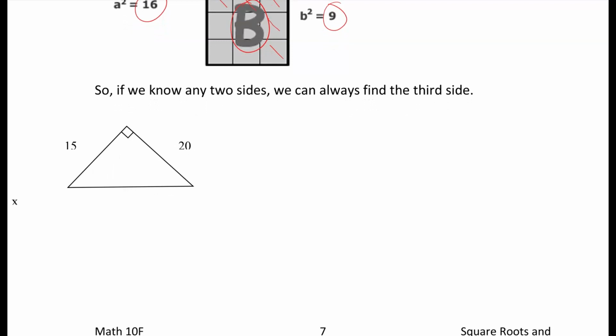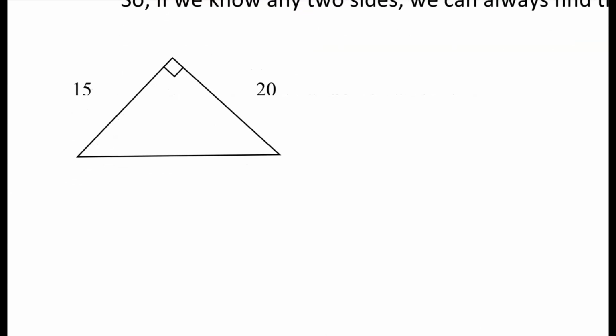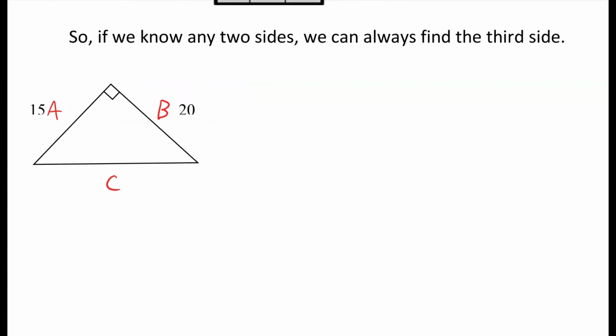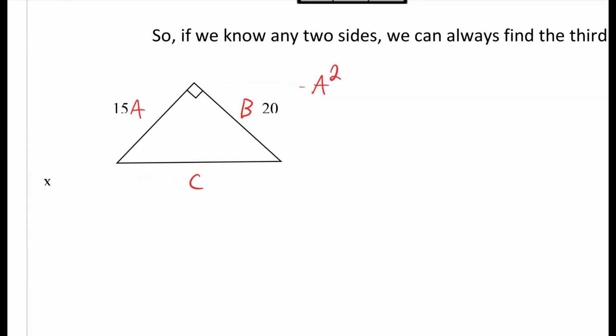Now, if we know any two sides, we can always find the third. In this situation, we don't know the hypotenuse, which we call c. I'm going to label this a and this side b so that we can solve for c. Going by a squared plus b squared equals c squared, we can fill in what we know. So a we have as 15 squared plus b, which is 20 squared, equals c squared.